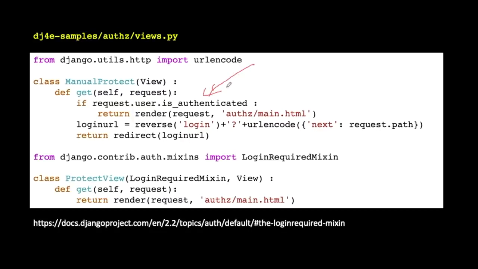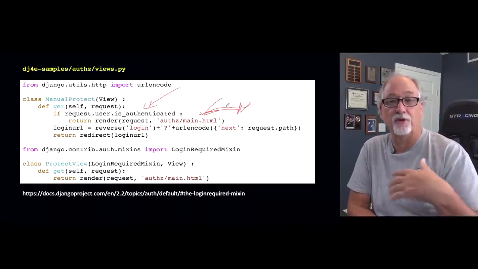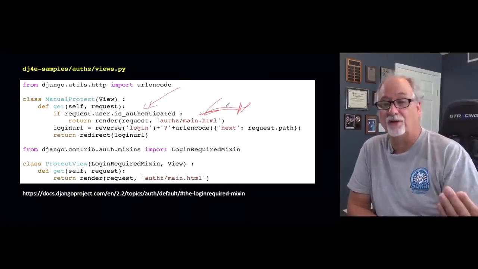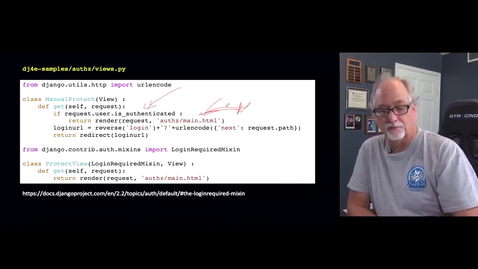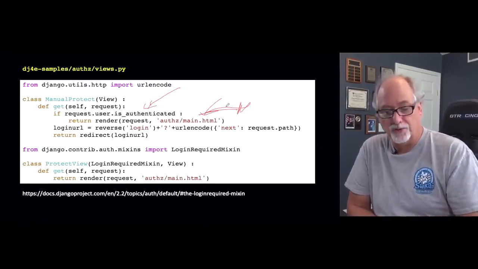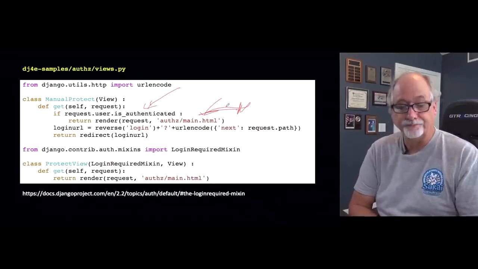If the user is authenticated, we just do whatever. Now, there might be a whole bunch of stuff in here, but I'm just going to render the thing, so that's a view. So I'm protecting this particular manual protect view. But if you're authenticated, you can see it, right? It doesn't do anything in particular other than dump a bunch of data out.